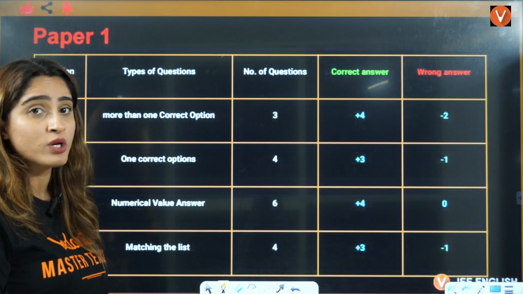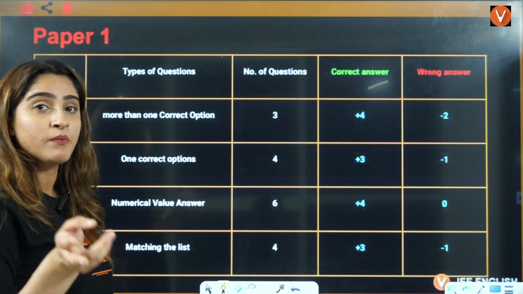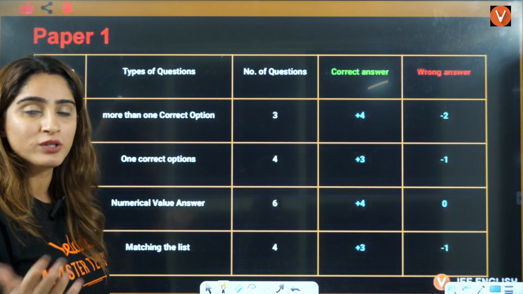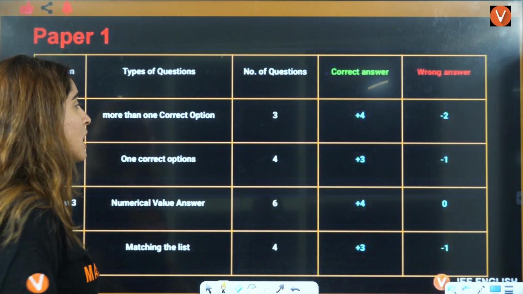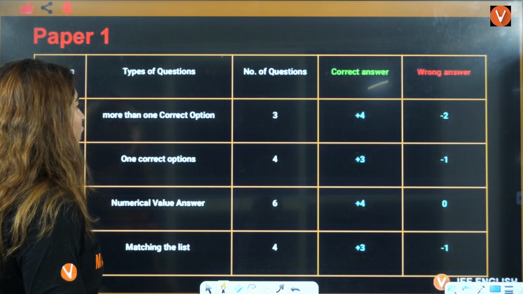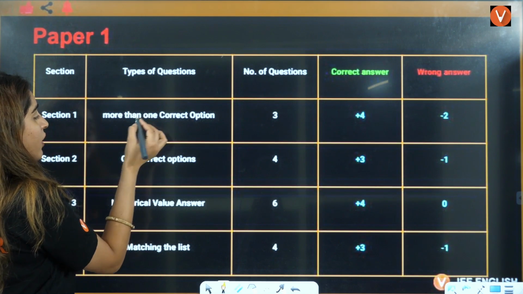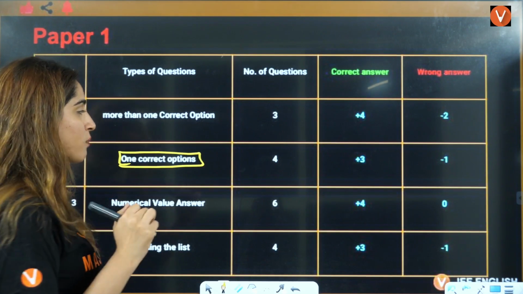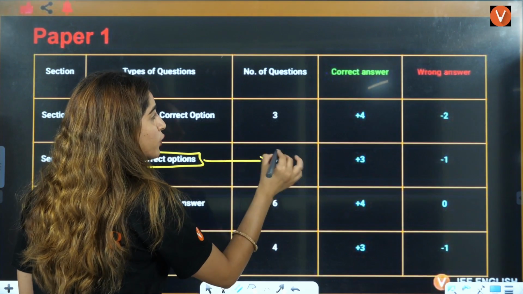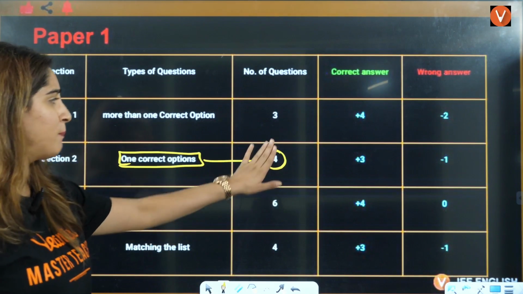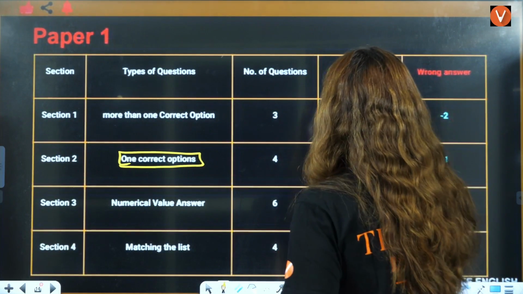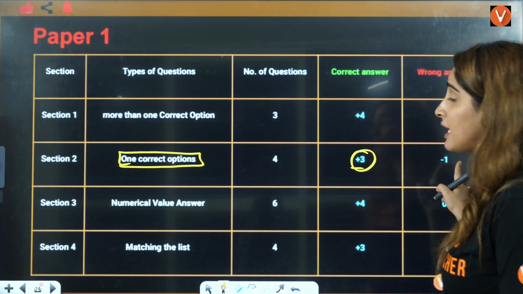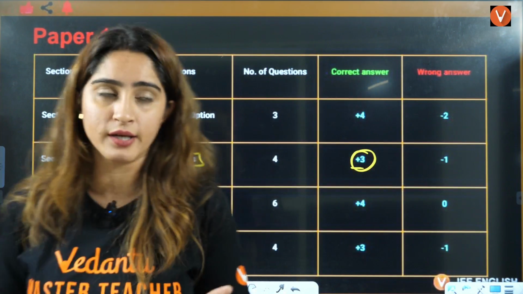Maybe you will have integer more, right? Maybe you will have no single answer question, right? Depending upon the different years, different questions, different patterns are asked. But what you have to remember is that when there is only one correct option, you will be provided with plus 3 marks. And in that case, if the wrong answer is given, then minus 1 will be deducted, right?